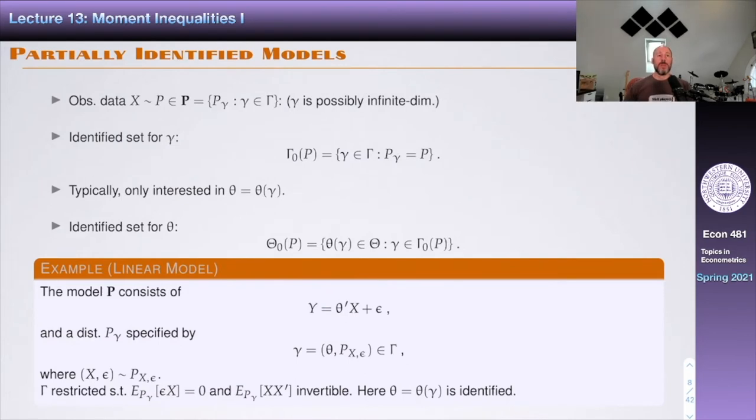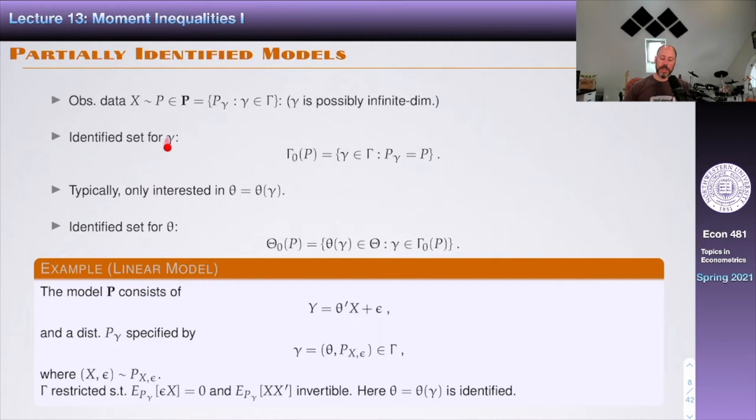So we're going to use some initial notation that I'm not going to use later on, but I want to include it so that we understand what we're talking about. I'm going to say the data that we're going to observe, X, has some distribution P in some family of distributions, bold P. Bold P is going to be indexed by a parameter gamma, and gamma is possibly infinite dimensional. The identified set for gamma is going to be gamma naught of P, which is all the gammas such that the model gives us the observed distribution of the data, P.